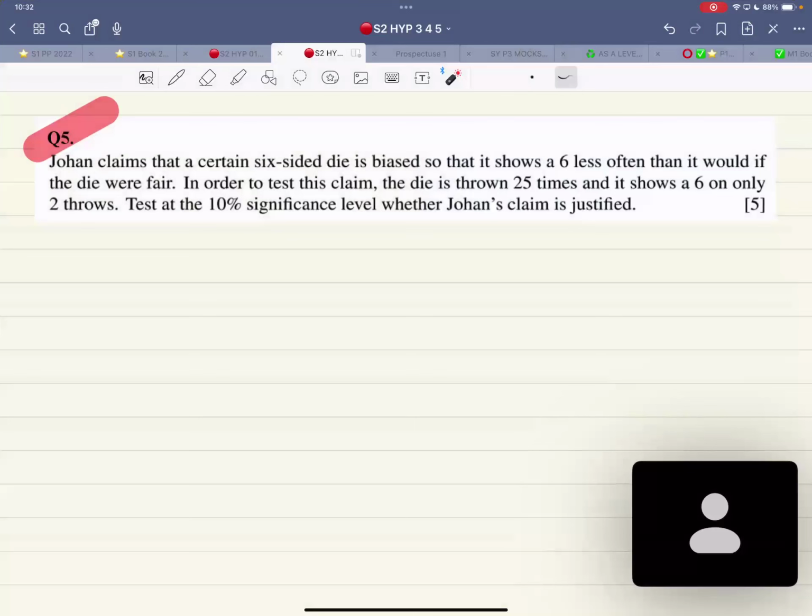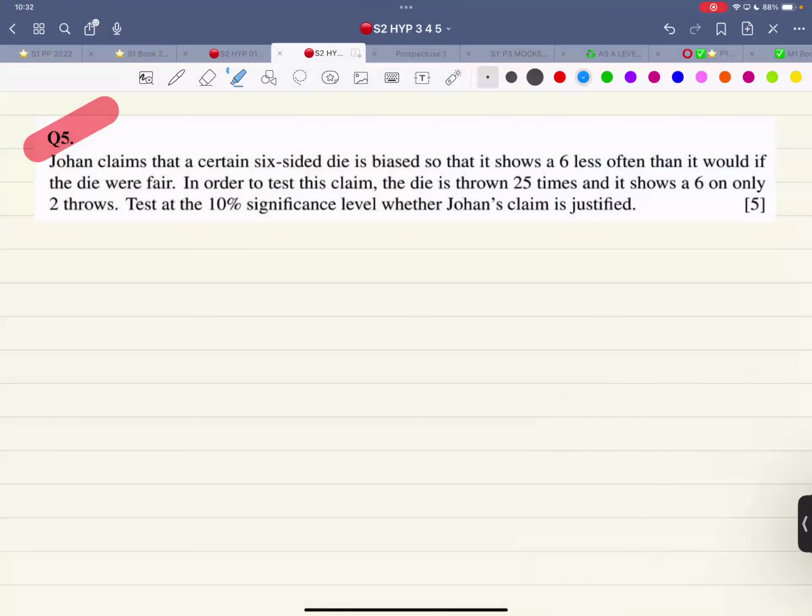So now let's look at this question, and let me start underlining. That is one of the recipes of success, that you should underline the relevant details. Johan claims that a certain 6-sided die is biased so that it shows a 6 less often than it would if the die were fair. That means a bias could have been greater than 1/6 or lesser than 1/6. So they have clarified. And in any case, if they did not clarify, the alternative hypothesis would have been not equal to.